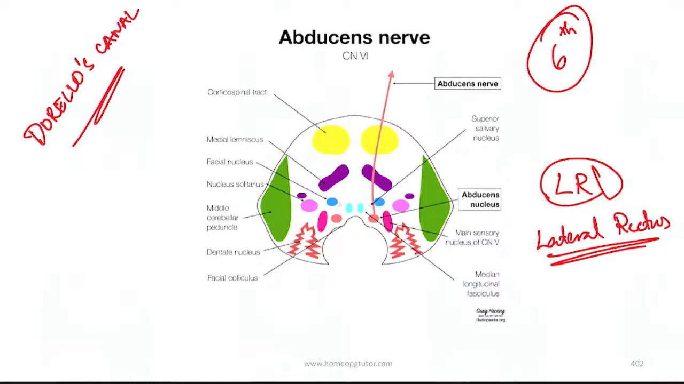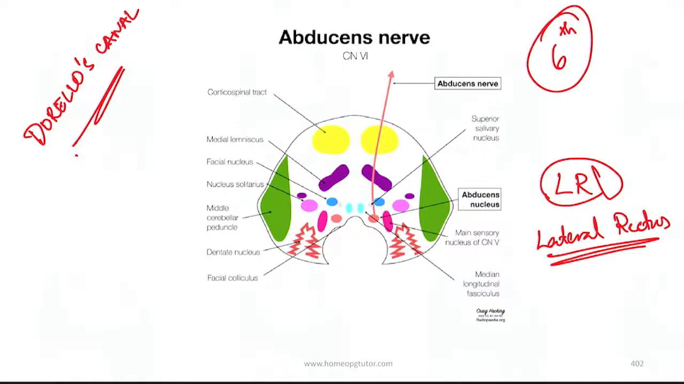Only function of this specific nerve. Okay, abducens nerve. It is the sixth cranial nerve, a purely somatic nerve, and its nucleus is present in the pons. The exit of this nerve is from the pontomedullary junction. It goes into Dorello's canal, exits Dorello's canal, enters the cavernous sinus, that is the lateral portion, then exits the cranium via the superior orbital fissure, and it ends by supplying the lateral rectus muscle. Okay, if you remember that, it is enough.